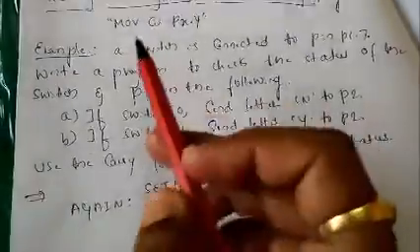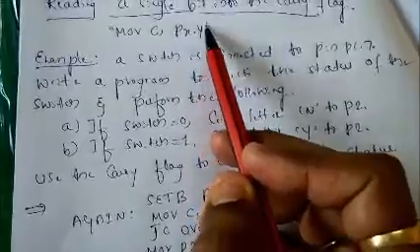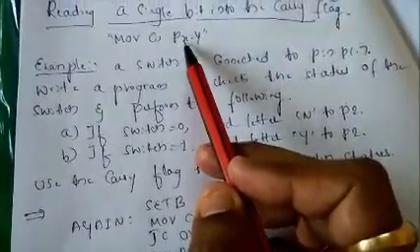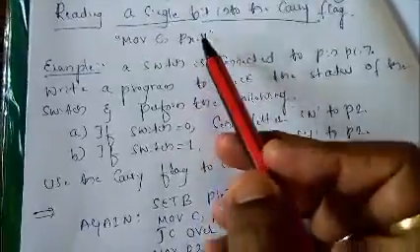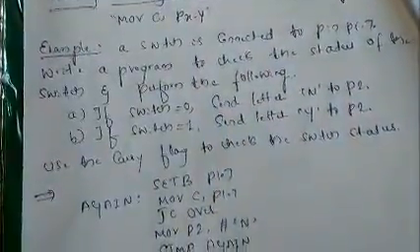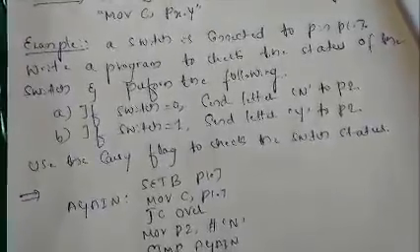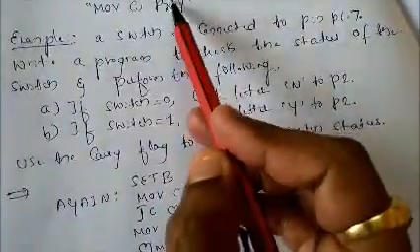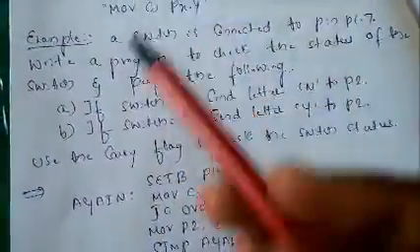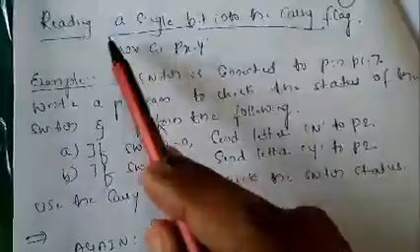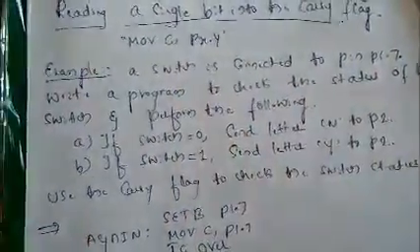So for example, how to use this? By using the instruction MOV C, Px.y. Px.y is nothing but the port number, 0, 1, 2, 3, and y is the pin position. So if you write P1.2, it means the second pin of port 1. Whatever data is there will be transferred to the carry flag. So this way also we can read a single bit into the carry flag.